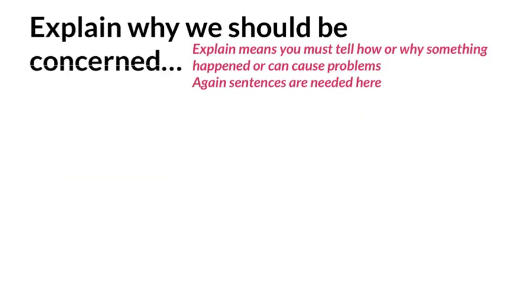Right. The next level up, and you find these words mainly in our 5-6 questions. And the question this time, explain why we should be concerned. And this was about getting a concussion. So in this case, I've said here in the red that explain means that you should tell me how or why something happened or caused problems. All right? Again, it's sentences.